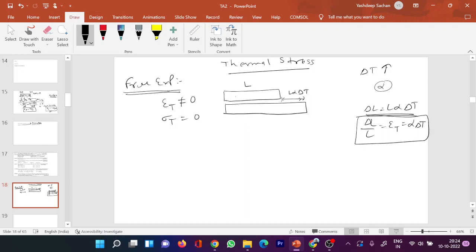Same way we can do for the cooling, correct? Because in cooling it will compress, and that we can easily find. That I am skipping. And the third one is, let's suppose, now another case where we have fixed.